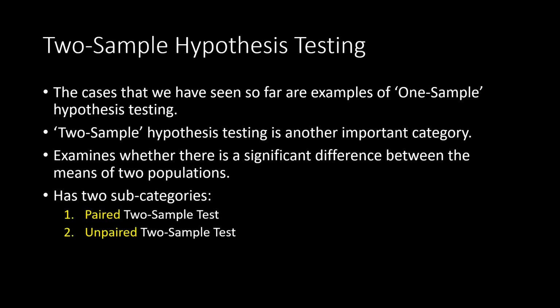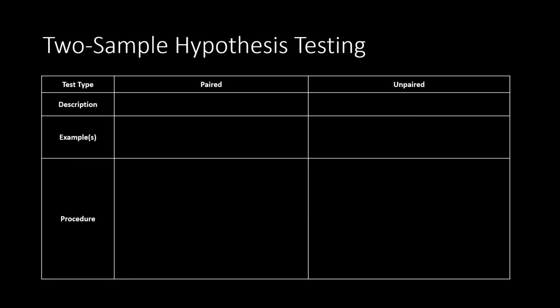It has two subcategories. The first one is the paired two-sample test. The second one is the unpaired two-sample test. So let's quickly take a look at some of the key differences between the paired and unpaired two-sample tests. With the paired test, each value in one population corresponds directly to a value in the other population. Whereas in the case of the unpaired test, both populations are assumed to be independent.